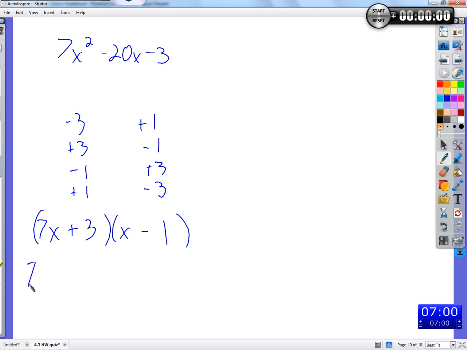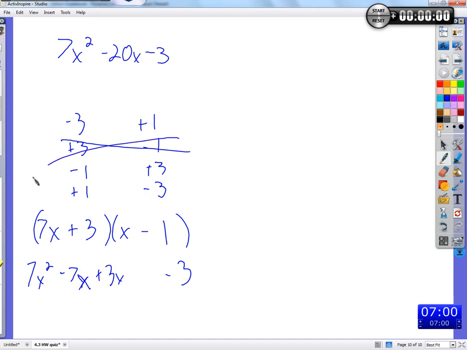7x times x is 7x squared. And 3 times negative 1 is negative 3. We knew that. It's this middle term that becomes different every time you switch this stuff around. So we get 7 times negative 1, that's negative 7x, and 3x. We get negative 4x. That didn't work. We get rid of that guy.